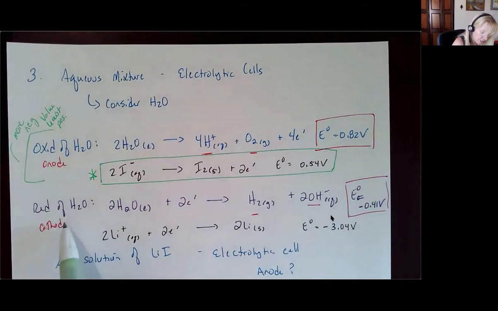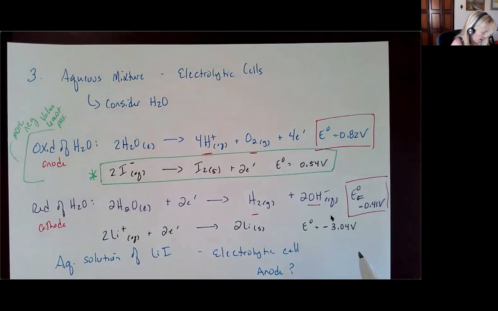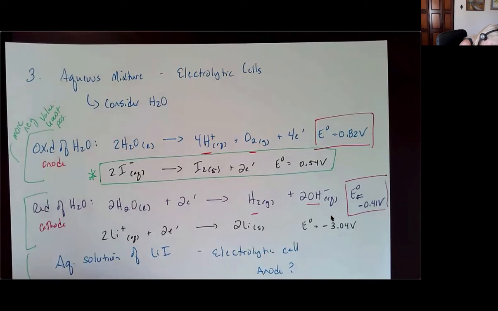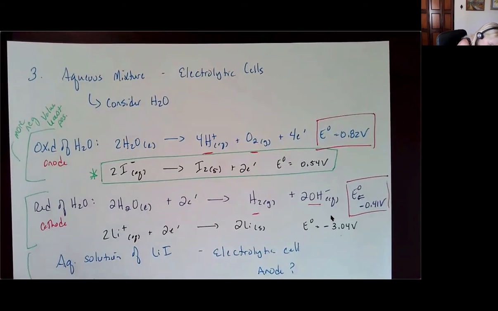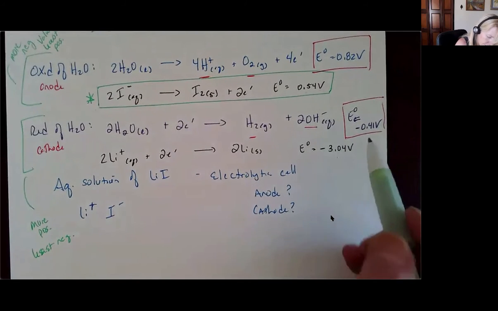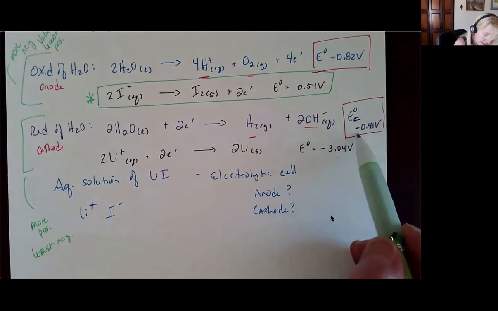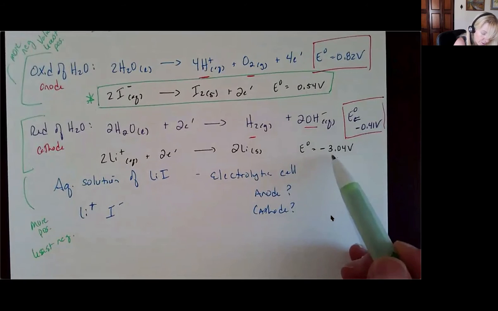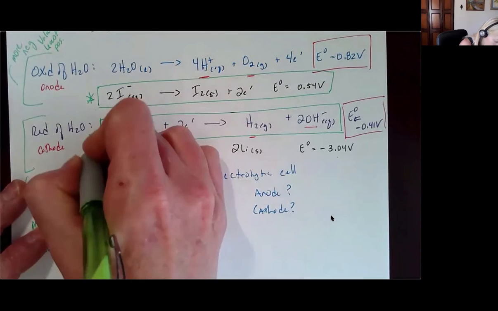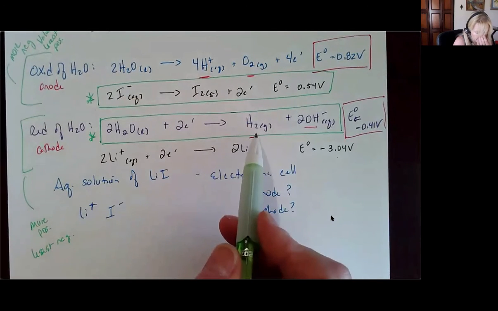At my reduction, now I'm going to look for the more positive value. So I have a negative 0.41 and a negative 3.04. Normally what I would be looking for is the more positive. I'm also going to look for the least negative, right? The one that's higher up on that list. More positive, least negative. That's going to be water, because this is a negative 0.41. This is a negative 3.04. So this is what's happening at my cathode. So I should see bubbling happening at the cathode.